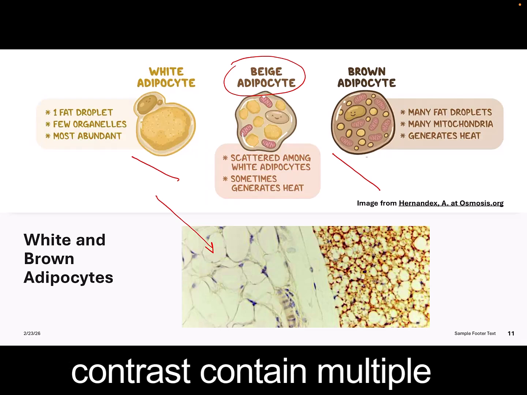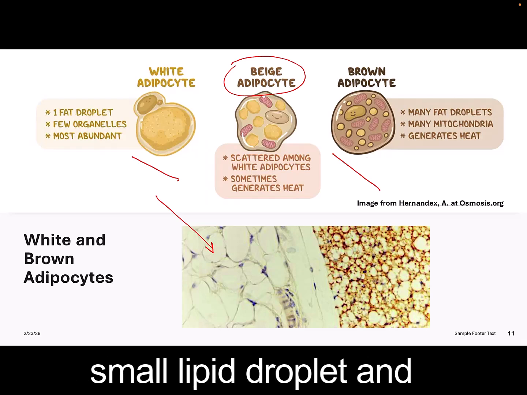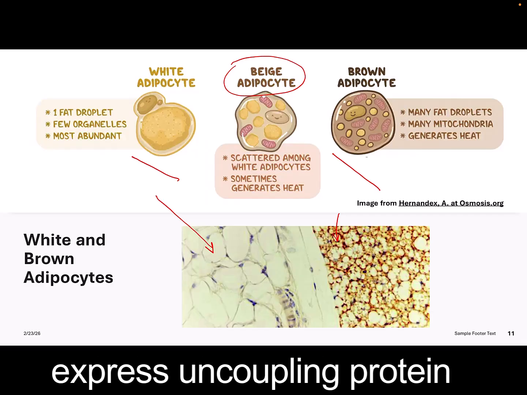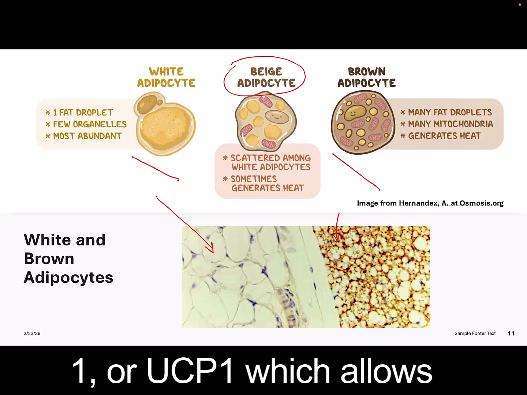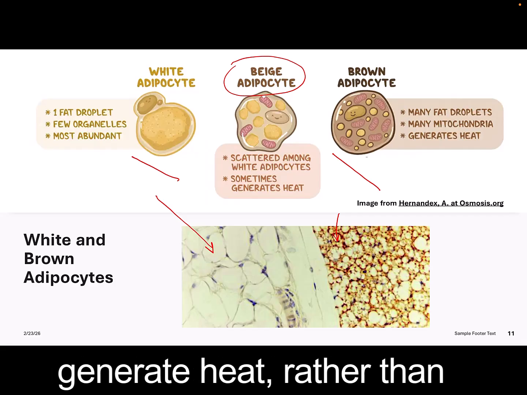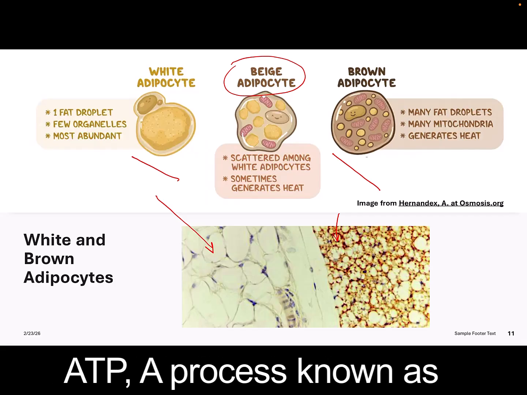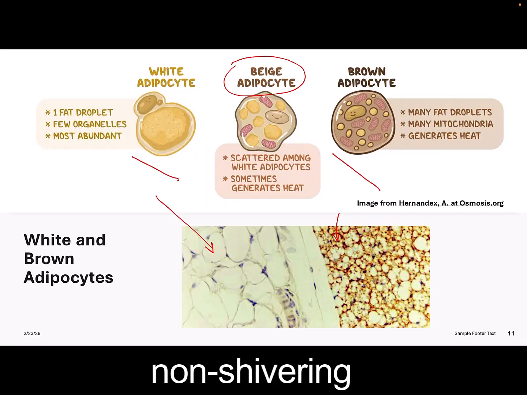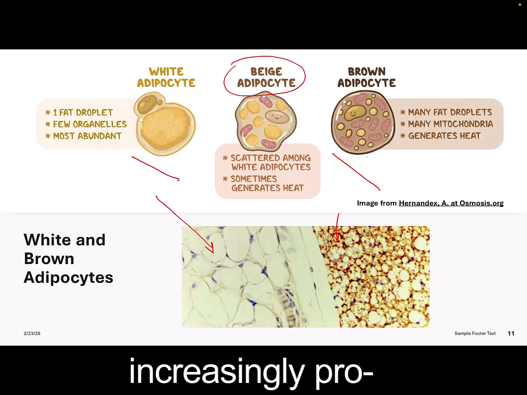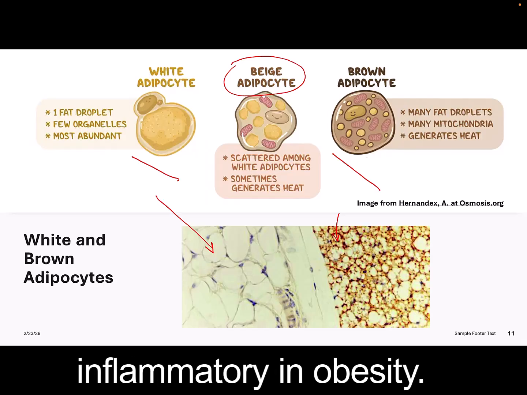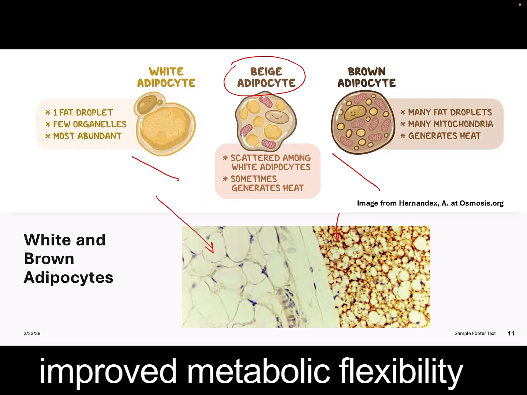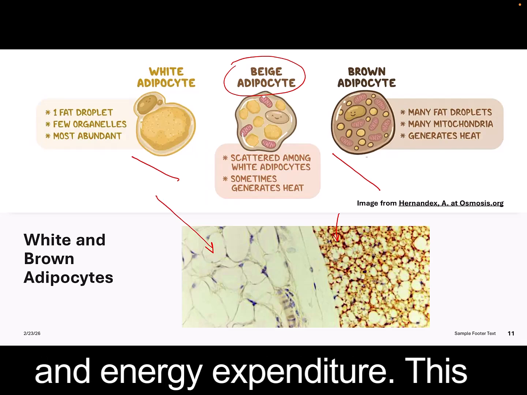Brown adipocytes, in contrast, contain multiple small lipid droplets and multiple mitochondria. They express uncoupling protein 1, or UCP1, which allows mitochondrial respiration to generate heat rather than ATP, a process known as non-shivering thermogenesis. While white adipose tissue becomes increasingly pro-inflammatory in obesity, brown adipose tissue is generally associated with improved metabolic flexibility and energy expenditure.